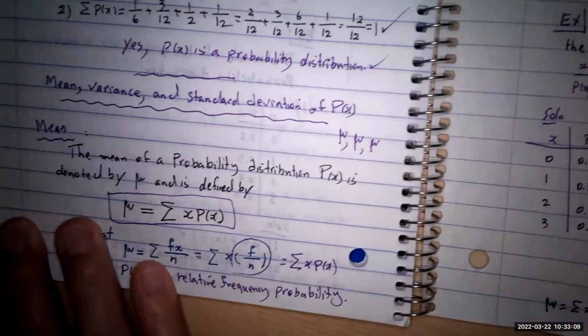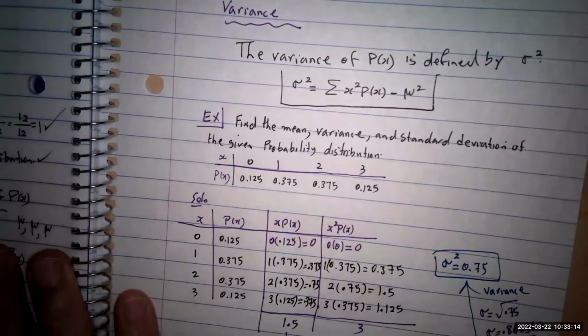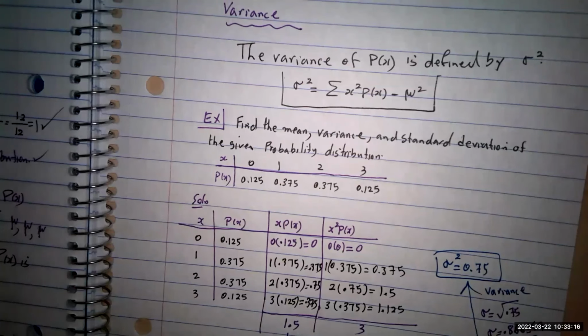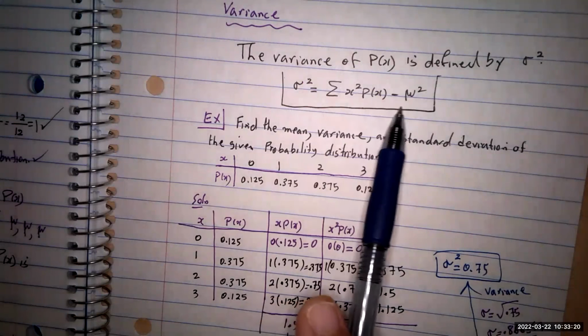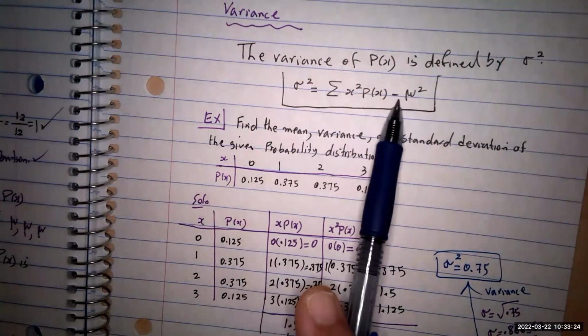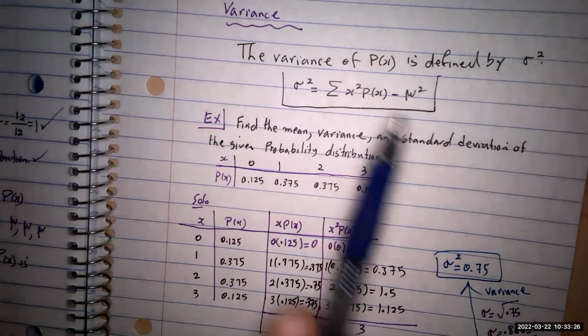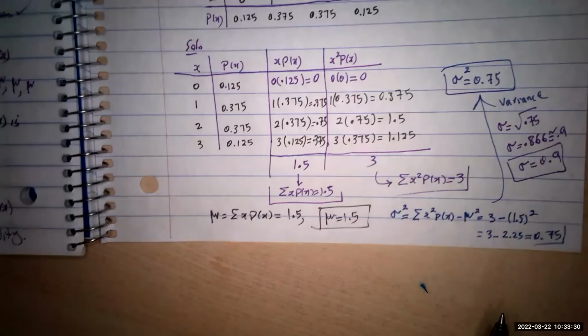Then we are going to have the variance. The modification of variance is this formula. There's another one in your book. You can use it, but I'm going to use this one. Sigma square equals sigma of x square times p of x, minus mu square, where mu is the mean. If you take the square root, that gives you the standard deviation. And the example is very easy, and they give you one on the test.